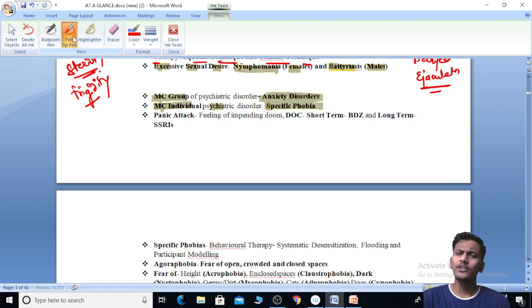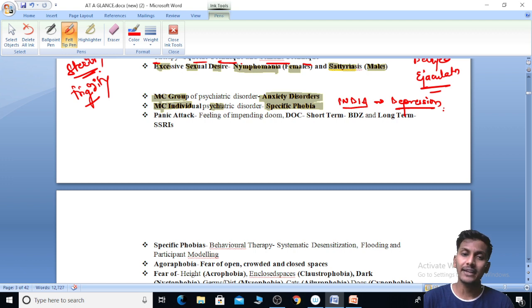But a similar kind of question we have already discussed, most common individual psychiatric disorder, but the only term added was in India. Then the answer changes, then the answer would be depression. Yaad rakh lena. Most common group of psychiatric disorder, anxiety disorder. Most common individual psychiatric disorder worldwide, specific phobia. Most common individual psychiatric disorder in India, answer is depression. Yaad rakh lena, unipolar depression. Yaad rakhna, important one.